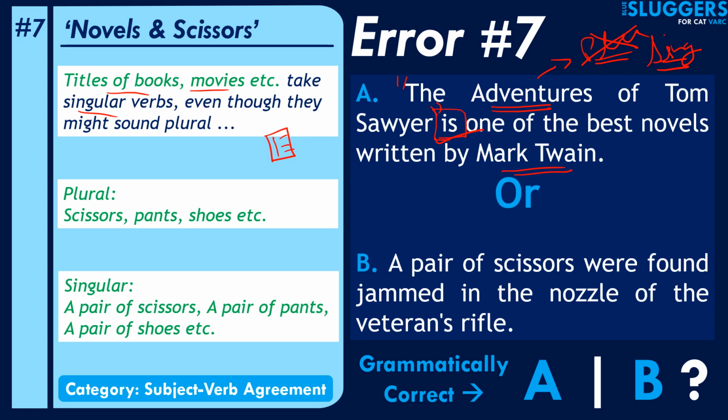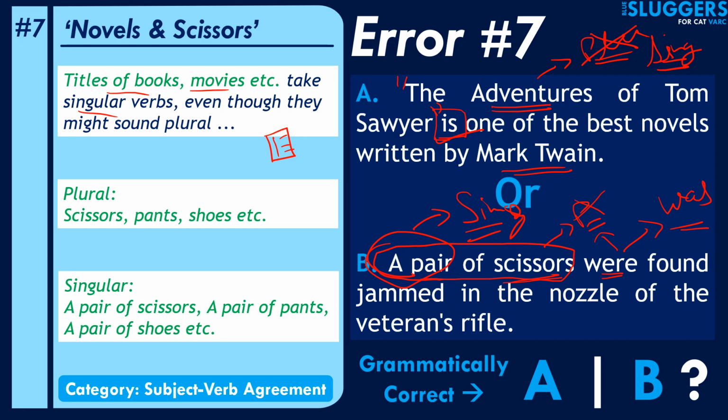Next, about the second example, it says that a pair of scissors were found jammed in the nozzle of the veteran's rifle. Again, on the face of it, it might seem like because the word scissors is plural in nature, it makes sense for us to use a verb which is also plural. But guys, in this case, your subject here is not scissors. Your subject is a pair of scissors, and when it becomes a pair of scissors, then obviously the subject is considered to be singular, as opposed to, for example, if you had only used the word scissors, in which case you could say that it is plural. But when you change it to a pair of scissors, it becomes a singular subject, and hence the verb also should be singular. So the correct form of the sentence would be, a pair of scissors was found jammed in the nozzle of the veteran's rifle.